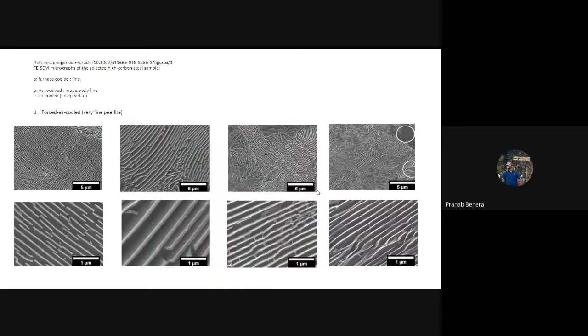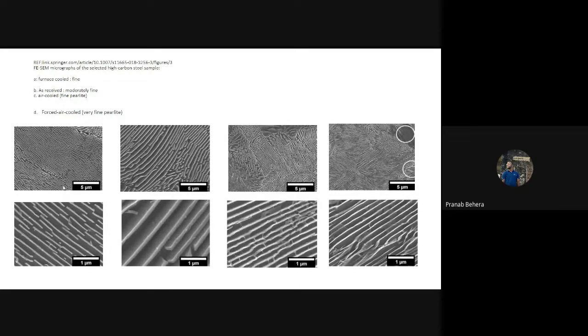Next we'll move. Yeah, this is a very interesting figure. These two are same. These two are same. This couple are same and this couple are same. But this is a low magnification image and this is a high magnification image. These top images are all low magnification images and this one is a high magnification image. And these are the microstructures taken with the help of your scanning electron microscope. It is called FESEM, field emission scanning electron microscope.